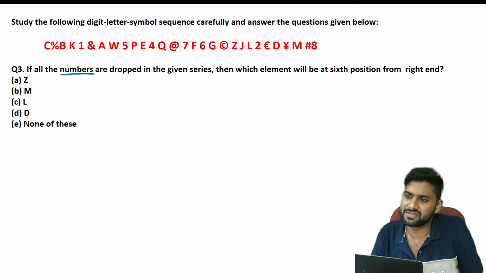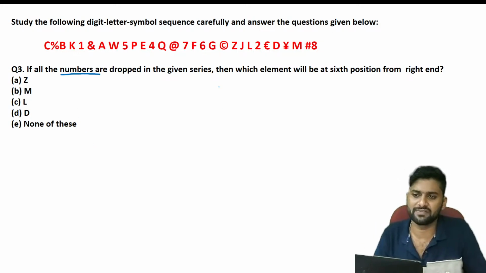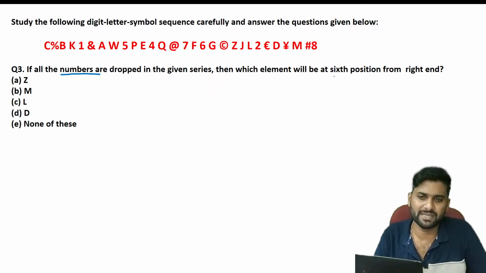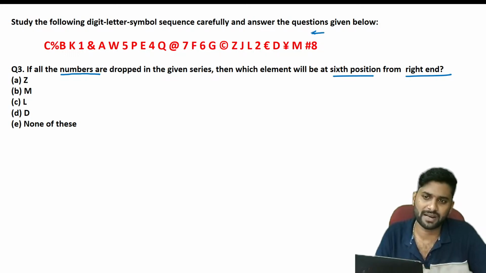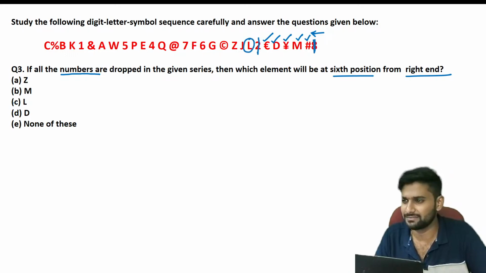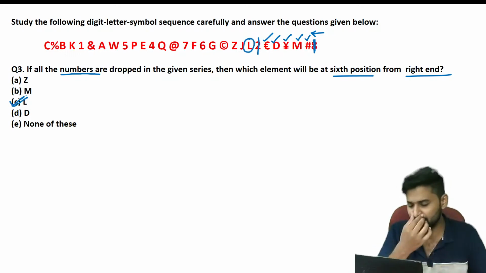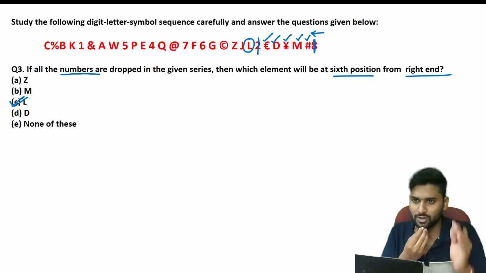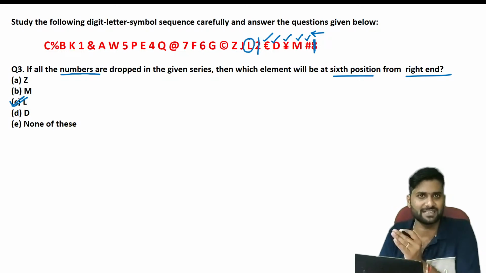They clearly mention to drop all the numbers in the given series. Then which element will be in the sixth position from the right end? So you should count from the right end. You should drop all the numbers. Don't consider these: 1, 2, 3, 4, 5, and just drop 2. So your answer must be L. We should identify the sixth position from the right-hand side. You just drop all the numbers. Try to understand that condition.